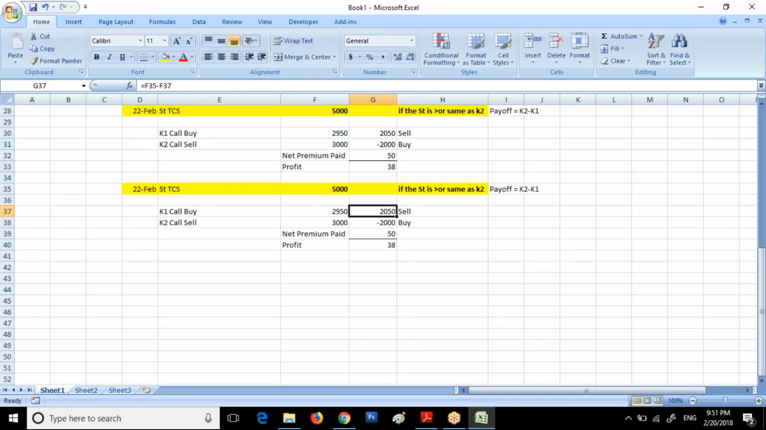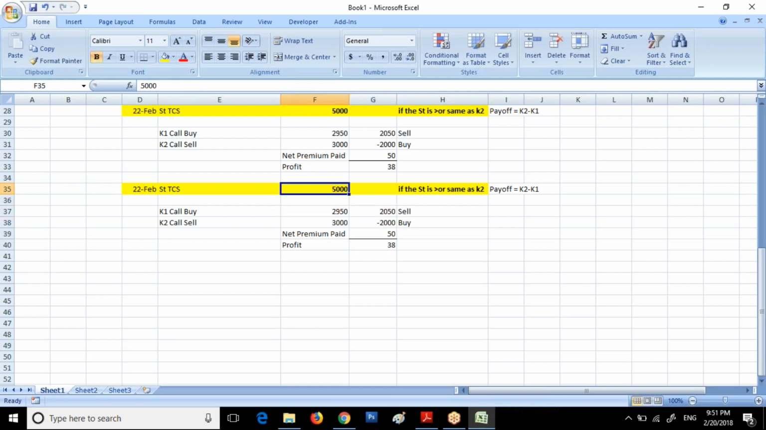Okay, so I want to put a formula also here. Max of spot minus the strike price or 0. I didn't put the formula in the beginning. Okay, this is the formula here.